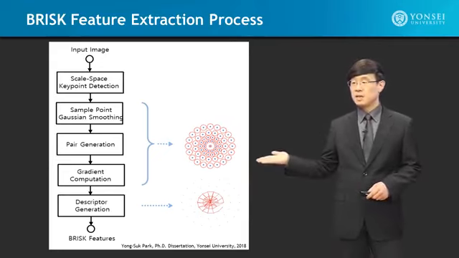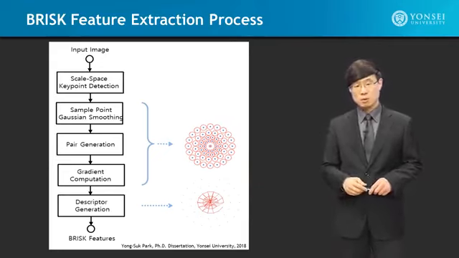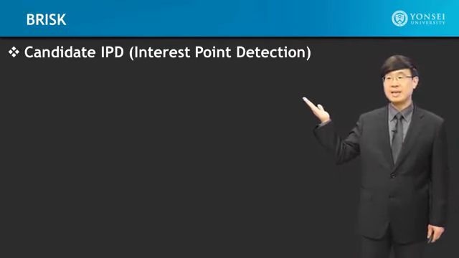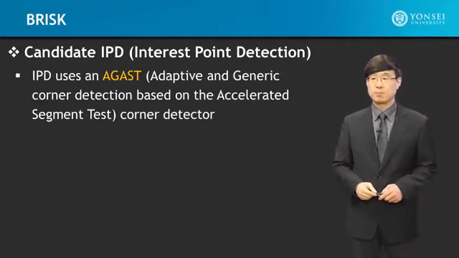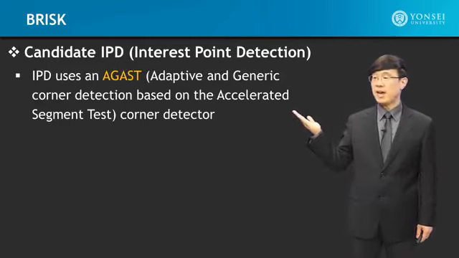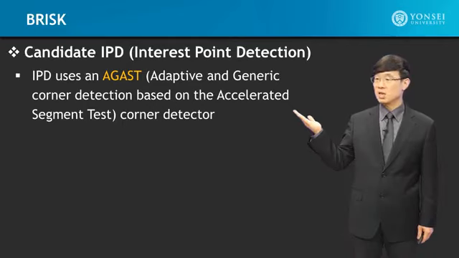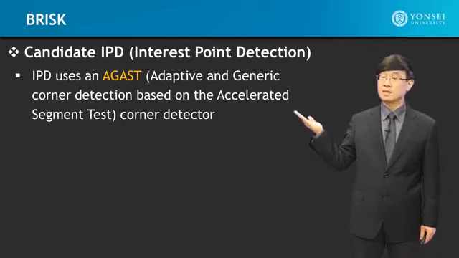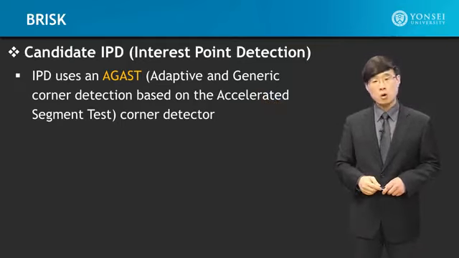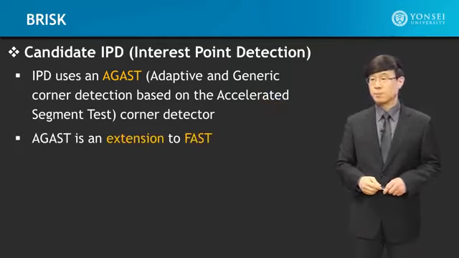And you see these right here on the side, which I will soon explain. Starting off with the candidate interest point detection mechanism. IPD uses AGAST, which is adaptive and generic corner detection based on accelerated segment test. That's a long word, short AGAST. This is a corner detector mechanism.